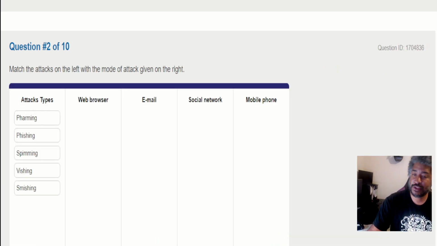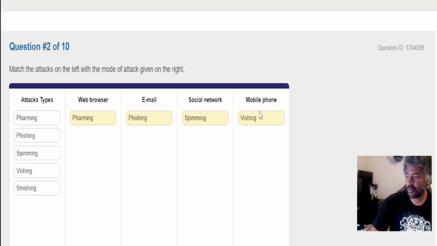Okay, so question number two. Question number two says match the attack on the left with the mode of attack given on the right. All right, so I'm gonna go ahead and line up these here. So farming would be a web browser attack. Phishing will be an email attack. Spamming will be a social media attack. Vishing and smishing are both mobile attacks.